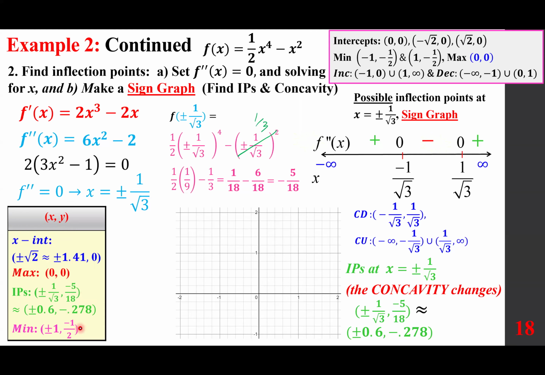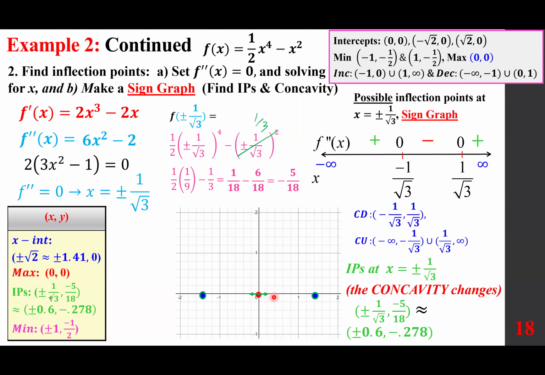And let's start graphing, starting with this one. Okay, remember this is 1, 2, this is -1, -2. So -1.41 is somewhere here, and +1.41 is somewhere here. Then we have (0, 0). And because it's a maximum, we put a double arrow.